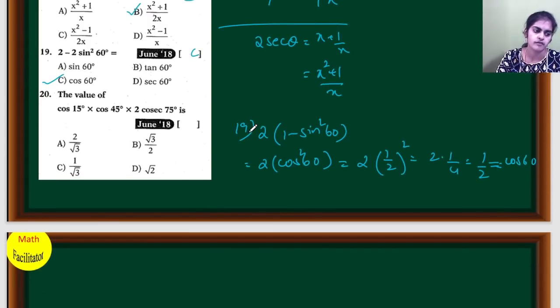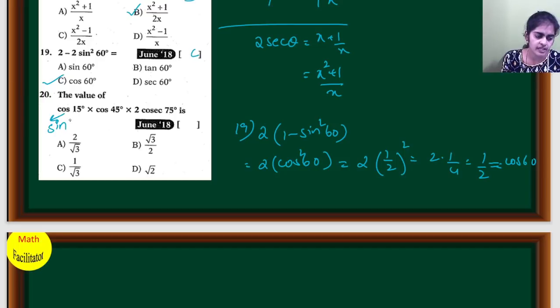Now this value you have to find. See, cos 45 into cos 15 into cos 45 into 2 cosecant 75. Convert this into complementary angles. Cos 45, I can write it as sin(90 minus 45).